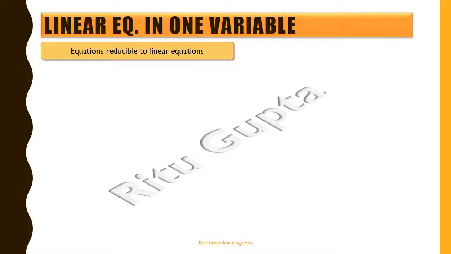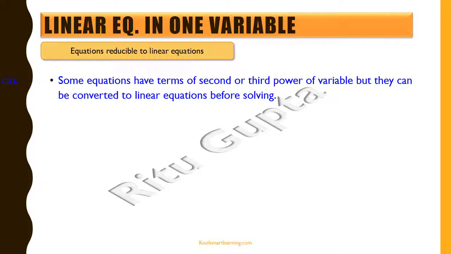Now we've talked about linear equations which at first glance are linear equations in one variable. But then there are certain equations which do not seem to be linear equations in one variable, but they are reducible to linear equations. Let's look at some of those examples. Some equations have terms of second or third power of the variable. When we defined linear equations, we said linear equations are those equations which have just constant terms and terms with a constant multiplied with a variable to its first power.